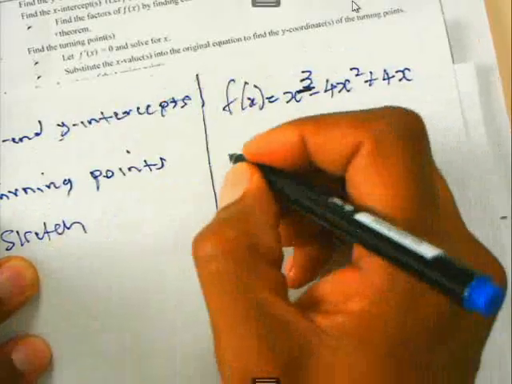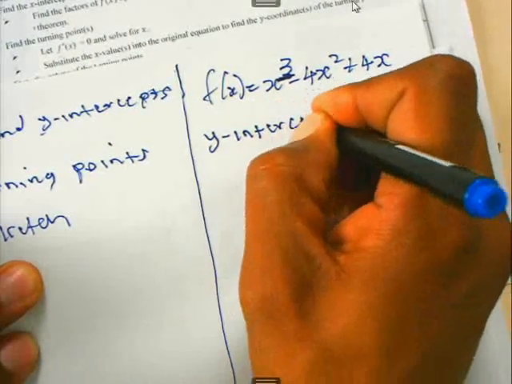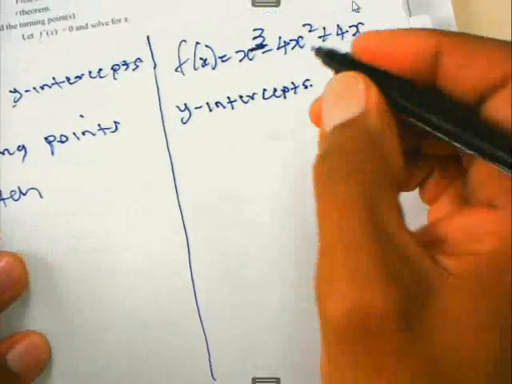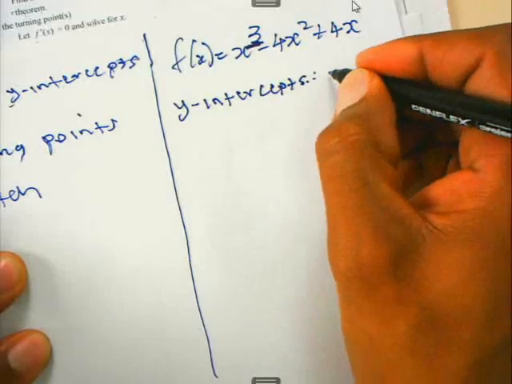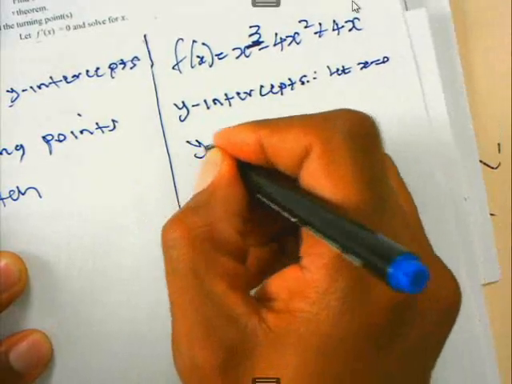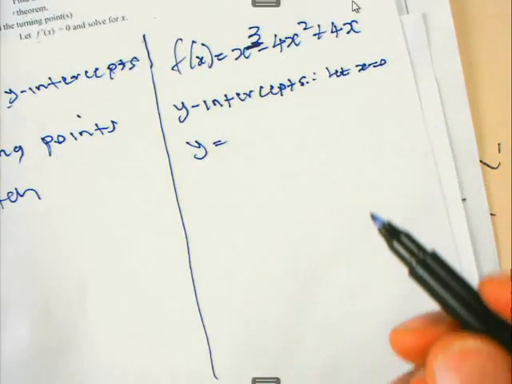I can now start with the y-intercept. How do we determine the y-intercept? We let x be 0. This is the easiest one to start with.